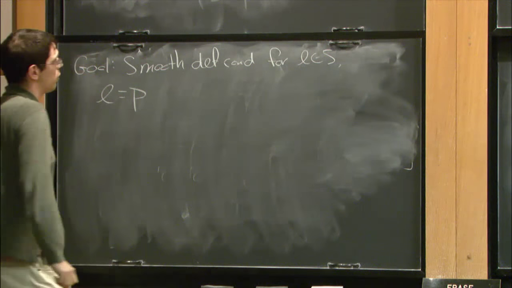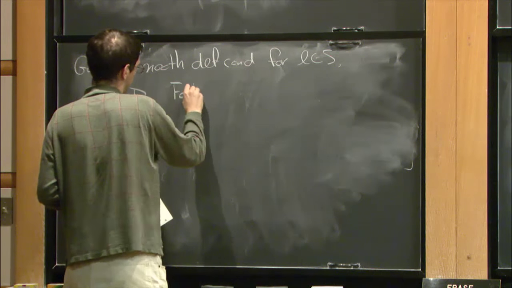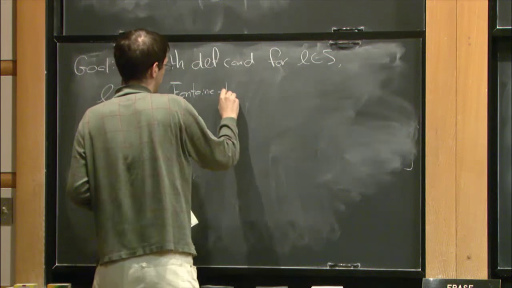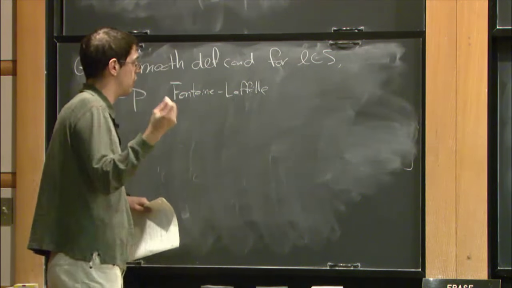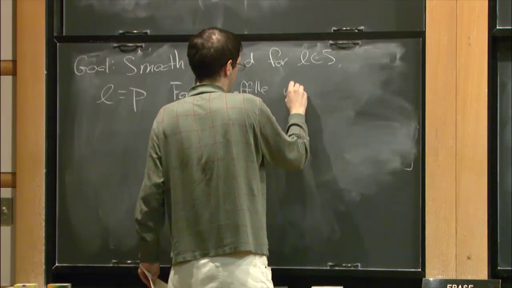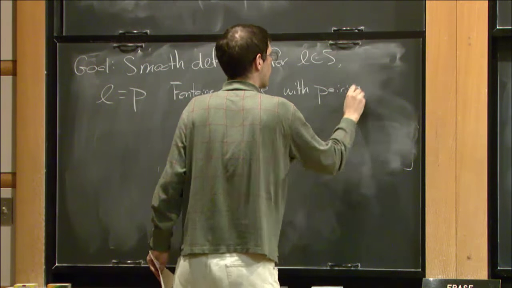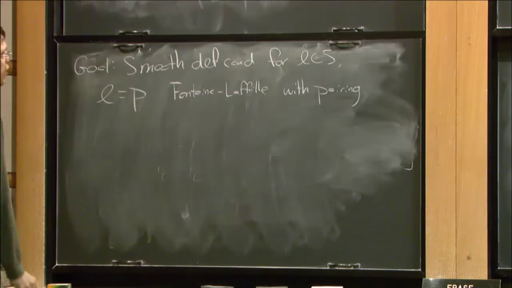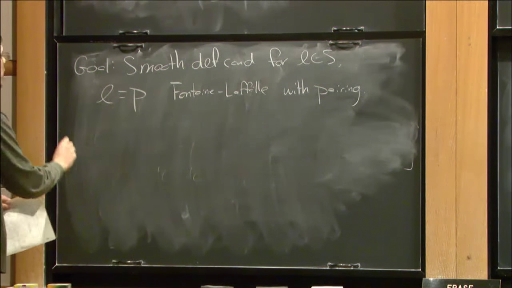L equals P is one of the cases. I'm not going to say much about it. I'll just say you can take Fontaine-Mazur theory, which gives you such a nice deformation condition for GL_N, and then modify it to work with a pairing. I think that's all I'm going to say.